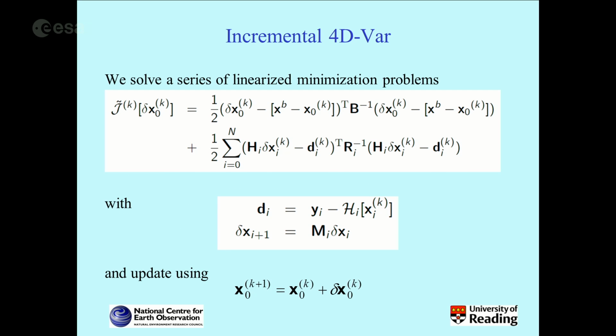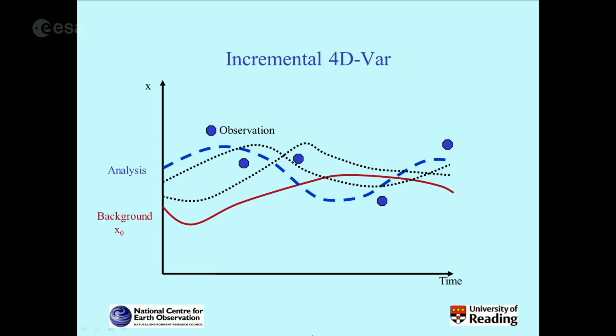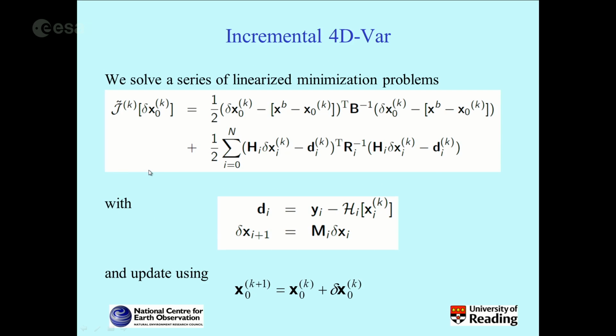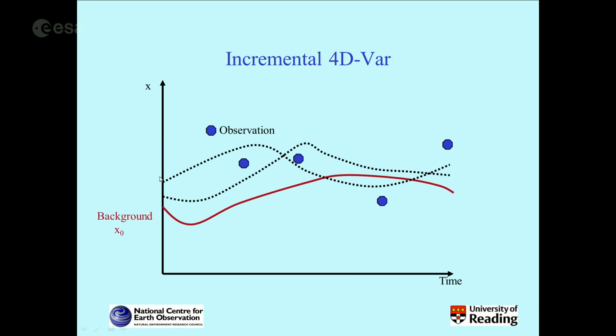Now, mathematically, what does that mean? This looks a bit complicated, but I put it there for your benefit to look at later. Here, all we've done is linearize the original cost function. So instead of x, I've let x be the background, or a first guess, plus delta x. So on this iteration, my x is my first guess plus some delta x, which I'm trying to calculate.